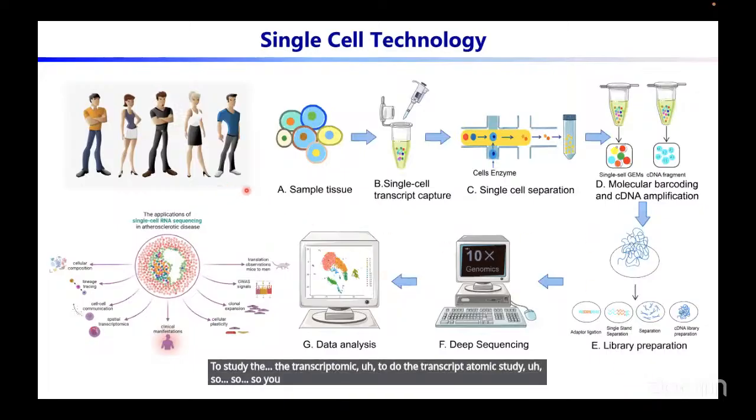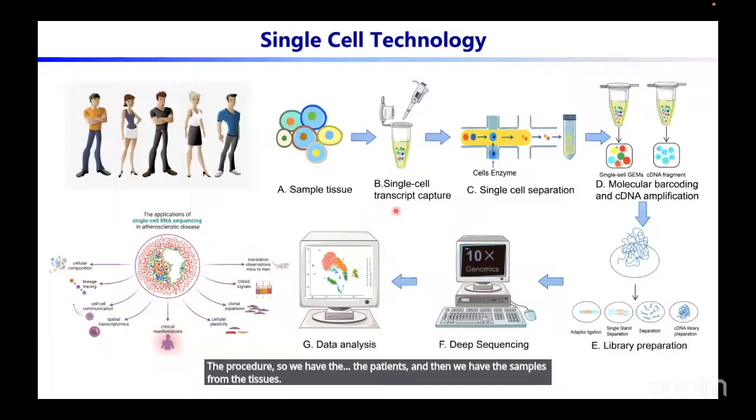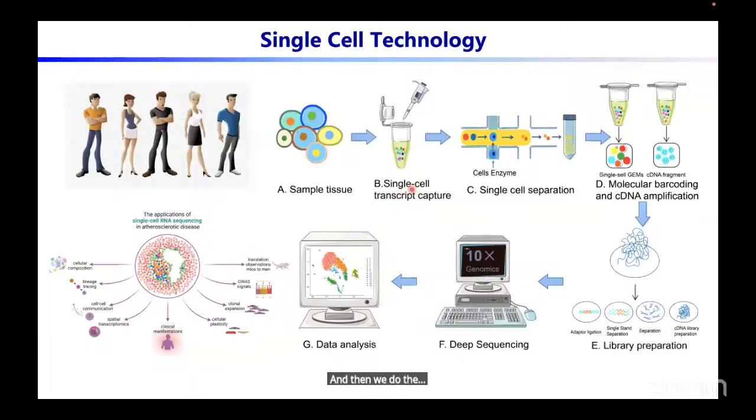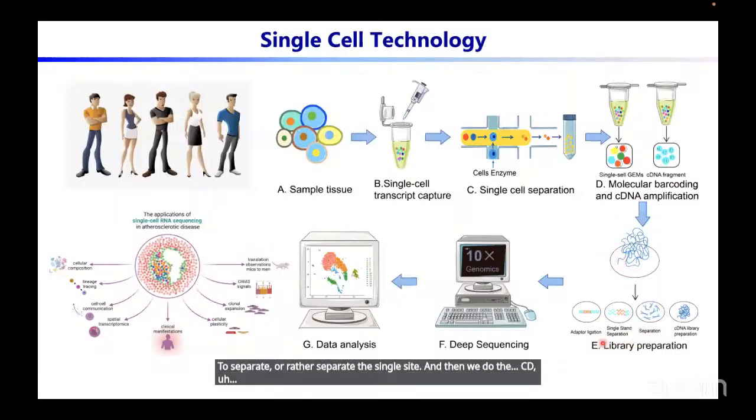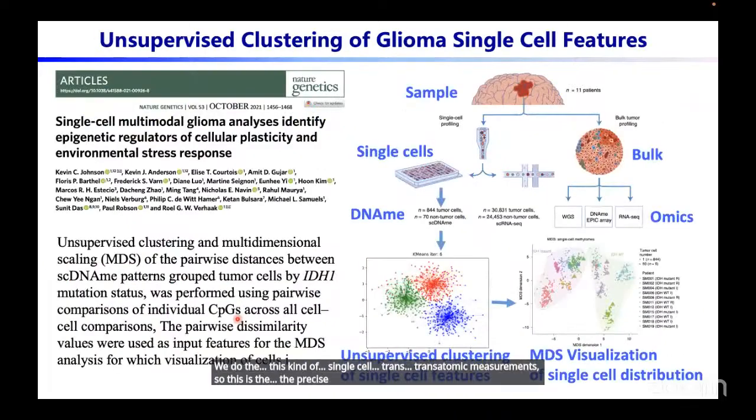So you can see this actually illustrated the procedure. So we have the patients, and then we have the samples from the tissues, and then we do the single cell culture to extract a single cell, or rather separate the single cell, and then we do the cDNA amplification, and then we do this kind of single cell transcriptomic measurements. So this is the process.